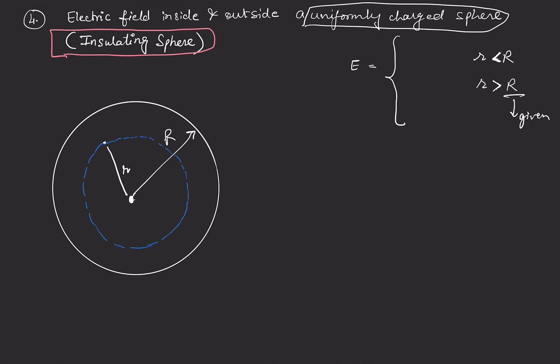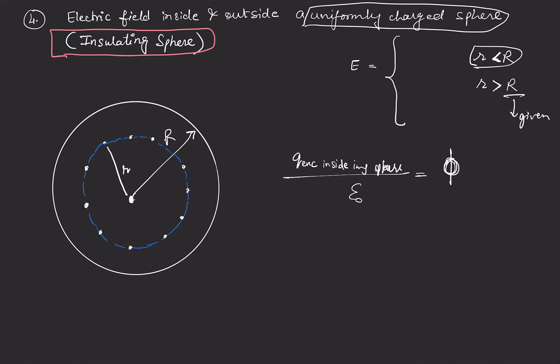And at every point of this imaginary sphere, the electric field would be the same. And the electric field can be derived from Gauss law, which says the net charge inside this imaginary sphere at distance r, which is less than R, divided by epsilon naught should be equal to the flux.